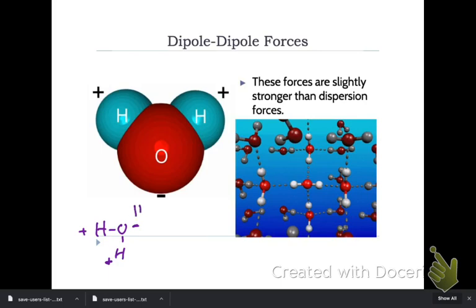So when one water molecule meets up with another, they align themselves so that those oppositely charged ends are near each other. Because remember, opposite charges attract, like charges repel. And so we have billions and billions of these water molecules lining themselves up so that their opposite charged ends are near each other, and that can hold them together as a liquid.